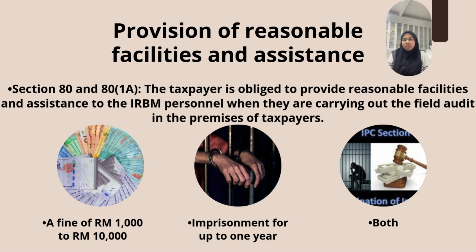Next slide, about provision of reasonable facilities and assistance. Under section 80, in 80 brackets 1A, the taxpayer is obligated to provide reasonable facilities and assistance to the Inland Revenue Board of Malaysia personnel when they are carrying out the field audit in the premises of the taxpayer. First, a fine of RM1000 to RM10,000. Second, imprisonment for up to 1 year, or both.